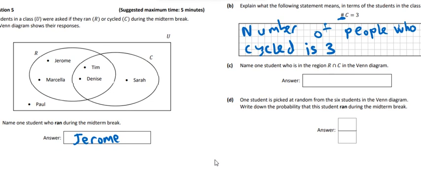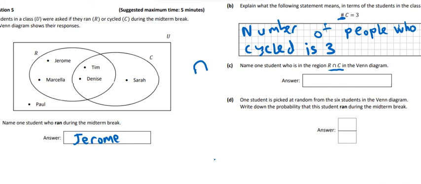Part C: name one student who is in the region R intersecting C. So this is the second symbol that they're testing you on, this one in the middle. It's like an upside down horseshoe. There's a good few different symbols you need to remember in sets. In this question this year, they tested you on cardinal number and intersection. This means R intersecting C.